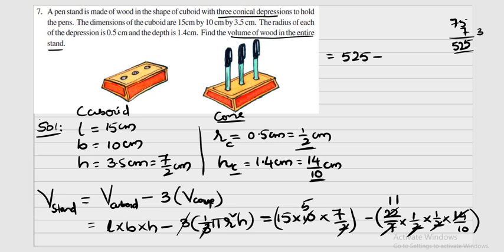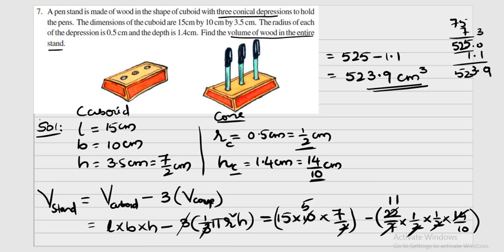So this is nothing but 525 minus 11/10, which is nothing but 1.1. So 525 minus 1.1. Here what I can do is consider 525.0, and from that I need to remove 1.1. So 10 minus 1 is 9. Here 4 minus 1 is 3. So 523.9. So what is the answer? 523.9 centimeter cube. This is nothing but the volume of the stand after removing those depressions, right?